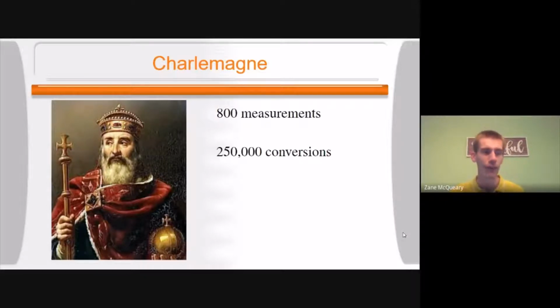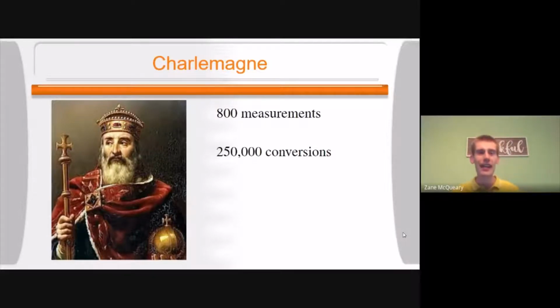He said, okay, well, we're going to take all the units we have in France and say these are the units we're measuring with. Well, that sounds great, but there are a lot of little towns in France, and he says they're all going to be valid. And so there were over 800 measurements just for length.